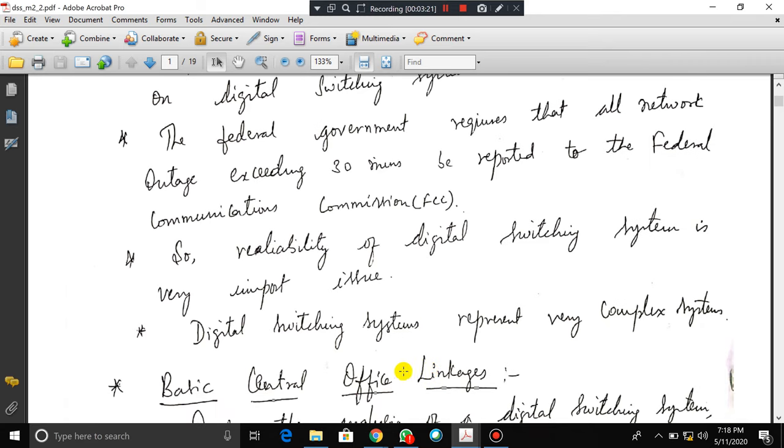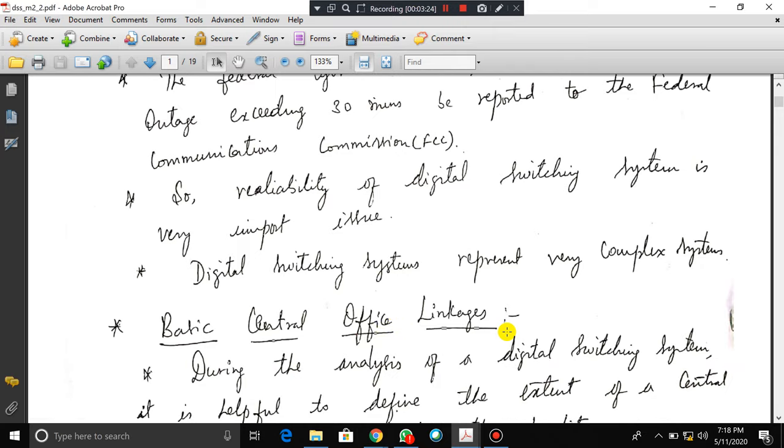In the next part, we are going to discuss the basics, central office linkages of digital switching system, how the central office is constructed. Central office means, as I have told many a times in this subject, that with respect to India, we call it a telephone exchange, but with respect to North America, they call it a central office. That means the terminologies will be different in each country. So the author in the textbook is telling the basic linkages involved in a telephone exchange that we are going to discuss in the next topic.